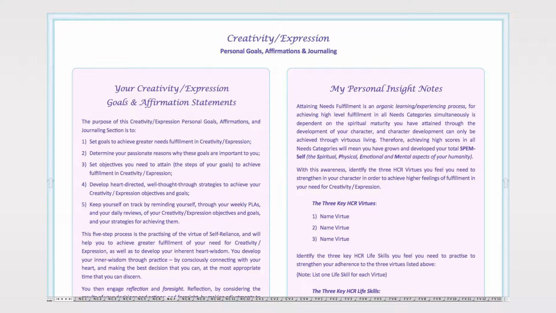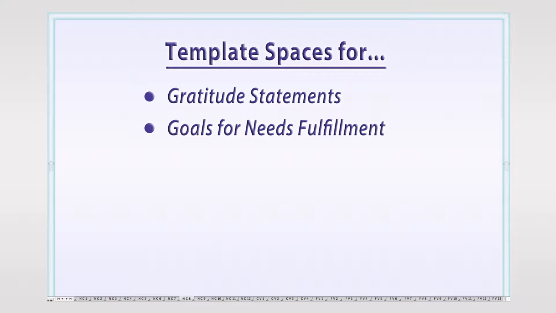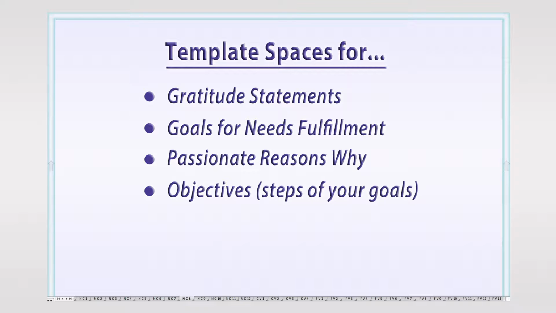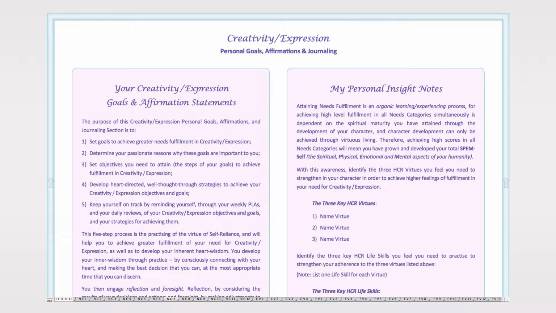So each GAJ page for the needs categories contains the same templates customized to that particular needs category. There are template spaces for writing out gratitude statements, goals for needs fulfillment, your passionate reasons why, objectives, which are the steps of your goals, strategies for accomplishing your objectives, and journaling your opportunities. Therefore, once you are familiar with the layout of one GAJ page, you will be familiar with all of them.